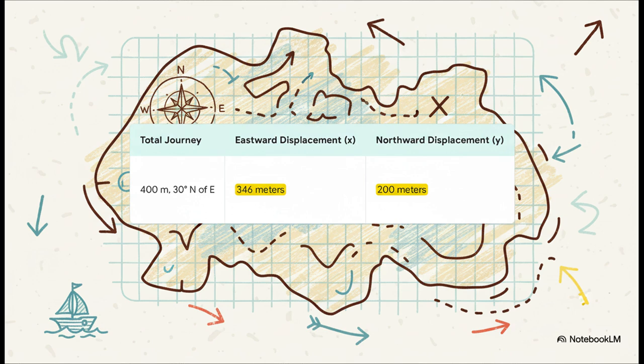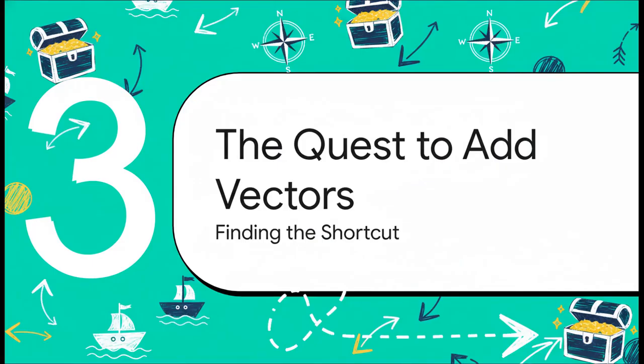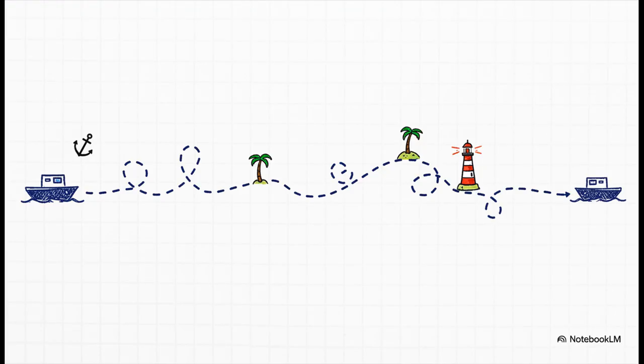We've translated one complex instruction into 2 really simple ones. This is the key, because now we have a way to handle any vector, no matter what direction it's pointing. Now we get to the really powerful part. Because if we can break vectors down into simple pieces, that means we can also add them together. We can take a long, winding trip with a bunch of different legs and find the one single direct path, the ultimate shortcut. So let's put this whole idea to the test with a new challenge.